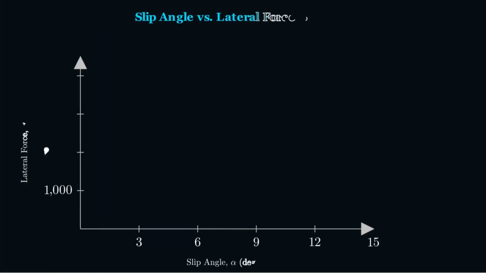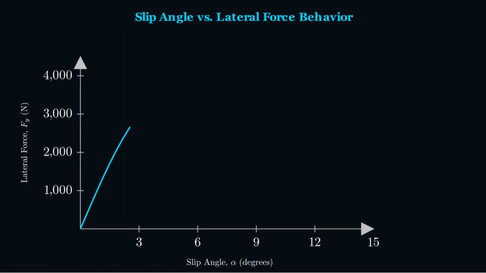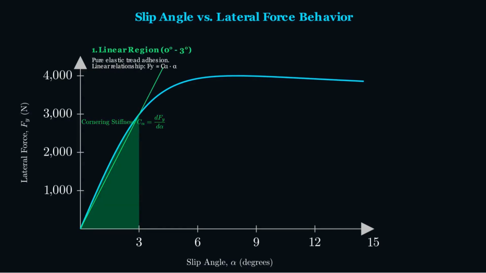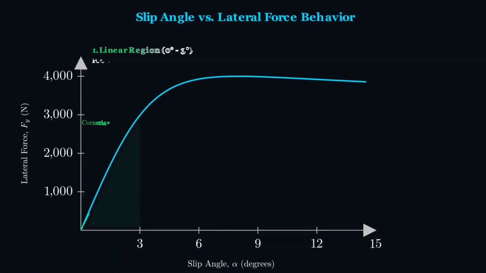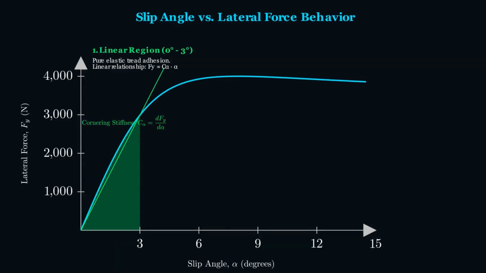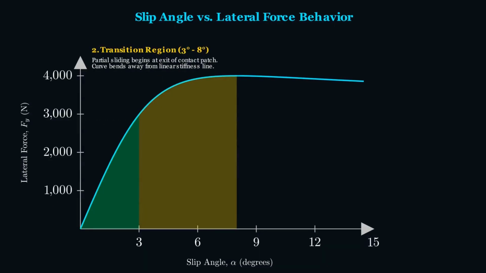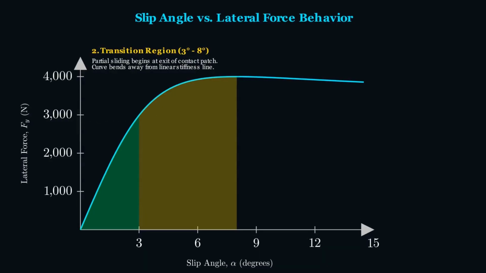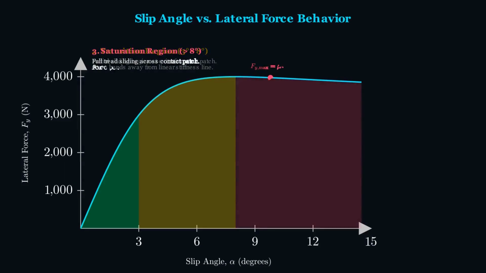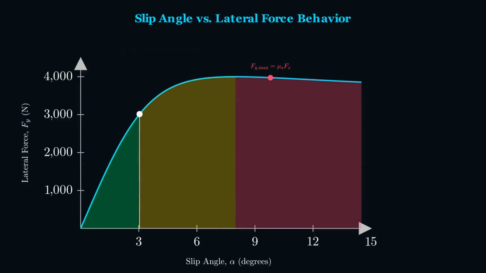The slip angle versus lateral force curve has three regions. First, a linear region where lateral force increases proportionally with slip angle. Between about 3 to 8 degrees, the force still increases but no longer linearly. Then comes the saturation region where the tire reaches its maximum lateral force limited by static friction.